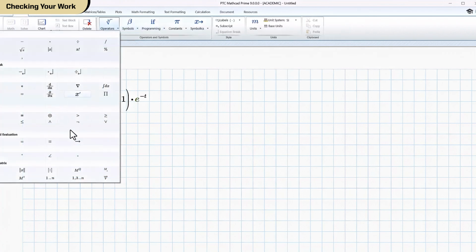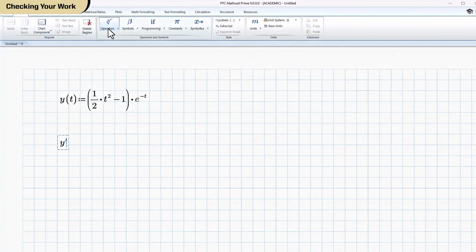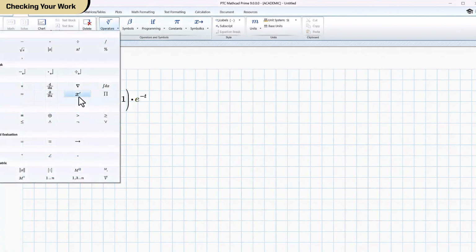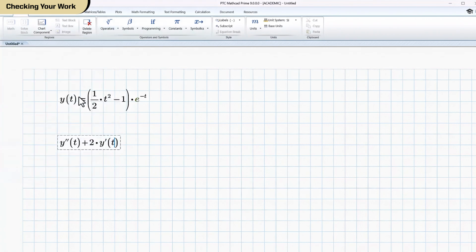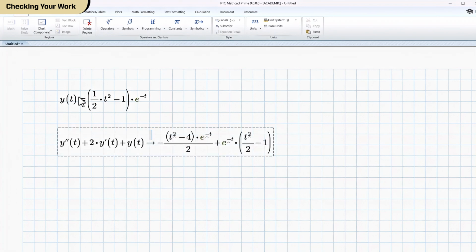And let's see, I'm going to pick the differential operator here if I can find it. I needed to pick it twice. t plus 2 times y prime of t plus y of t. There, what's that? If I do this right, that should equal e to the minus t.